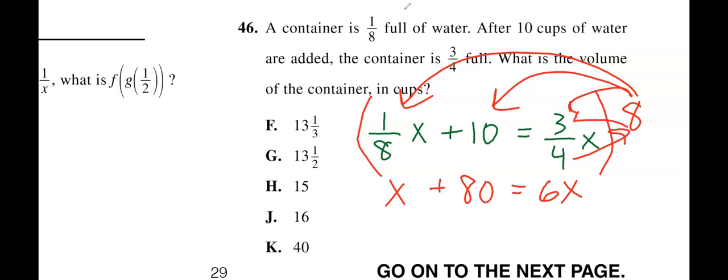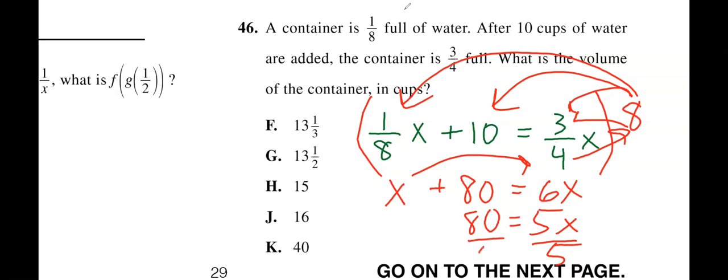So then we can subtract the x to the other side. 80 equals 5x. And divide by 5. What is x? 16. Wait, how do you get the 5x again? I subtracted 1x from the left side over to the right side. Just got my x's together.